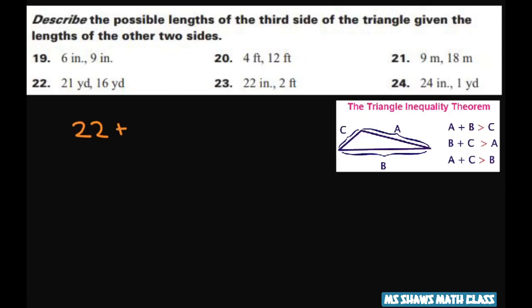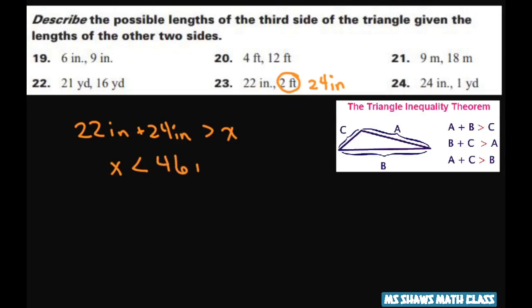All right, and the next one, 22 plus, let's convert real quick. So let's convert this 2 feet to 24 inches. All right, it's a lot easier to do it that way. So 22 inches plus 24 inches has to be greater than x, or x is less than 46 inches. But it has to be bigger than 22 inches, which is your smallest side. So the third side has to be in between there.